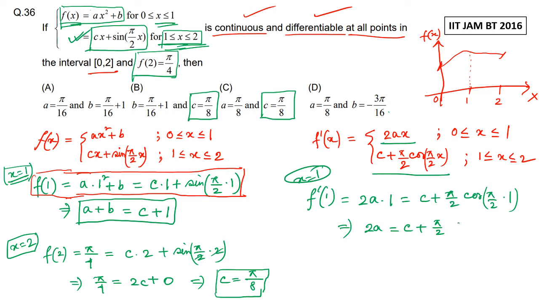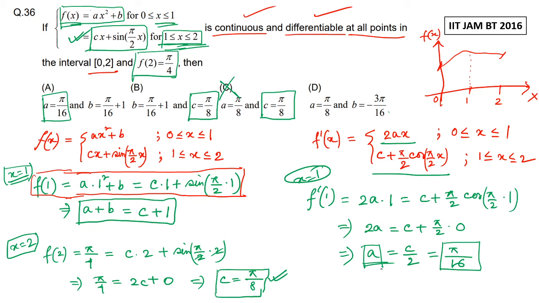That means cos 90 degree. Now cos 90 degree is 0, right? So we get 2a equals c, or a equal c by 2. Now we know we have c equal pi by 8. So we can write pi by 8 into 2, that is 16. So we have found a equal pi by 16. Okay, that is which option? Option C is incorrect. So option A is correct. A equal pi by 16.